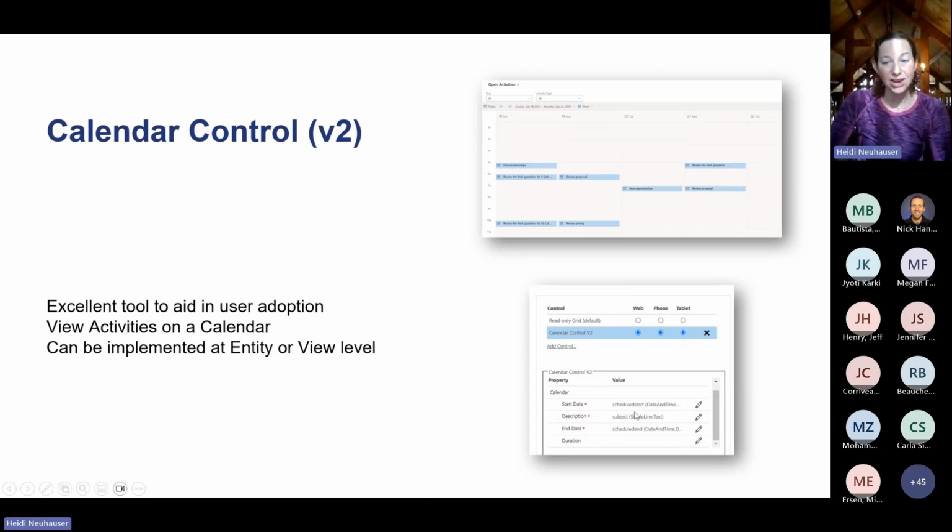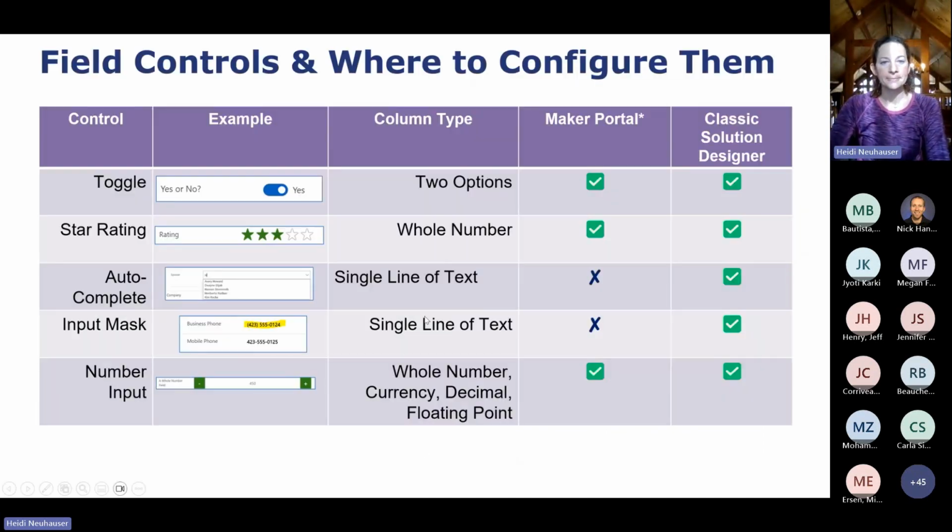What is the start date? What text do I use to show up on the calendar? What is the end date? So that's what this one is. And field controls. So these are individual fields. Most of these you can do at the Maker portal. A couple you can't. Again, these are the out-of-the-box ones. There are many you can do, and I hope I have a slide about that next.